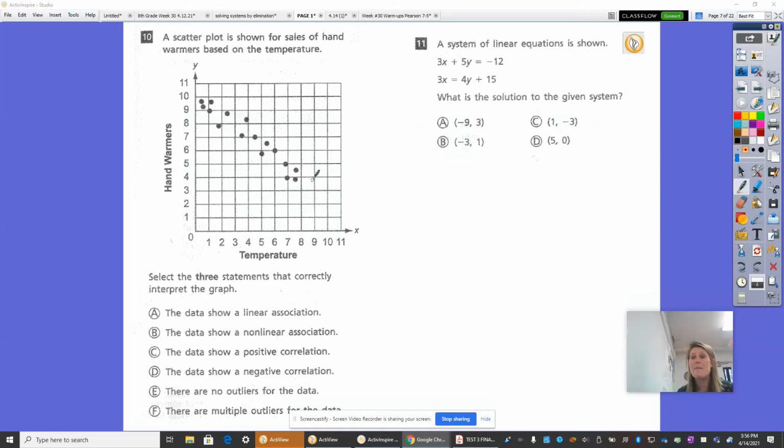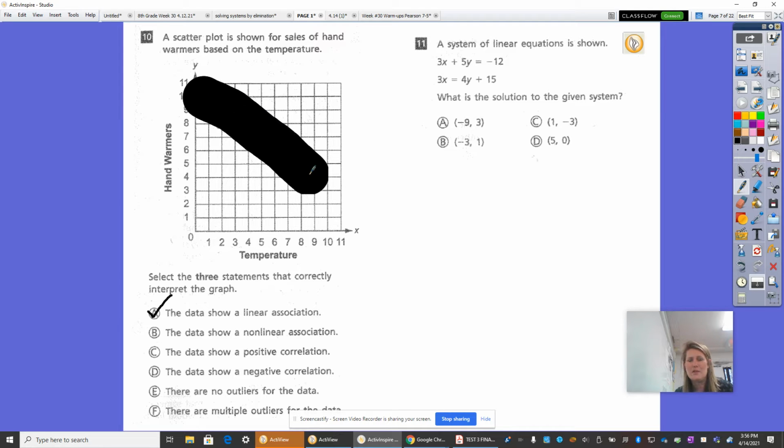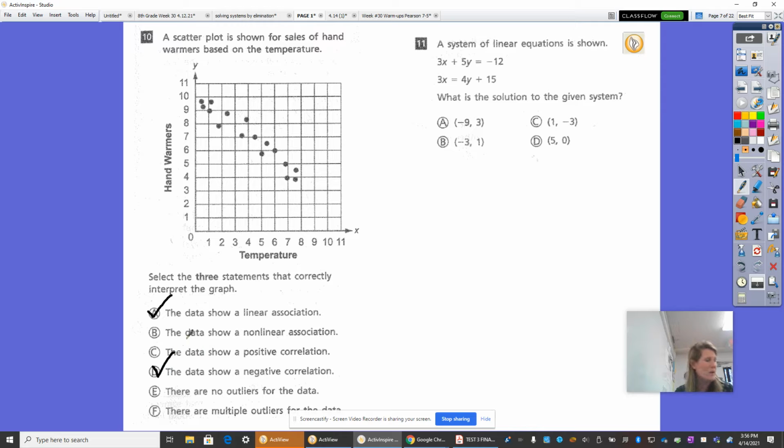All right, students, number 10 on page 2. This shows a linear association because we can draw a line of best fit. It's not curved. In fact, if we took a really thick pin, it would make a straight line. It is linear. And it shows a negative correlation because it is going downhill.